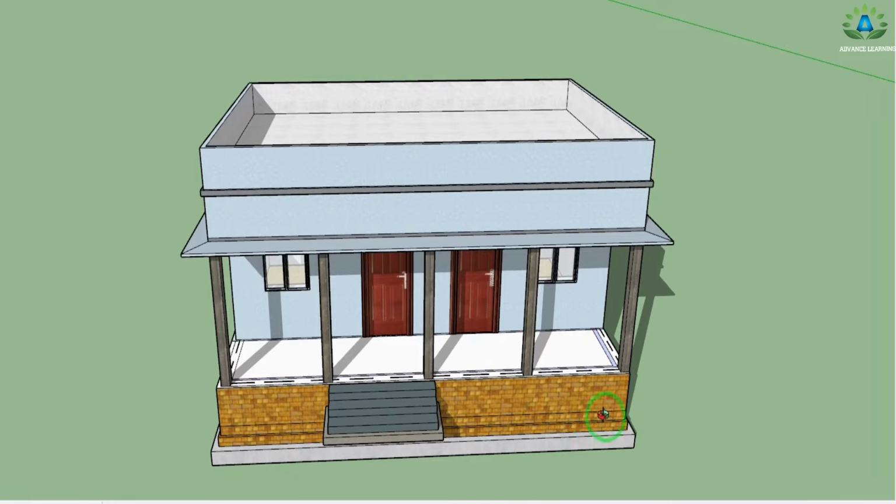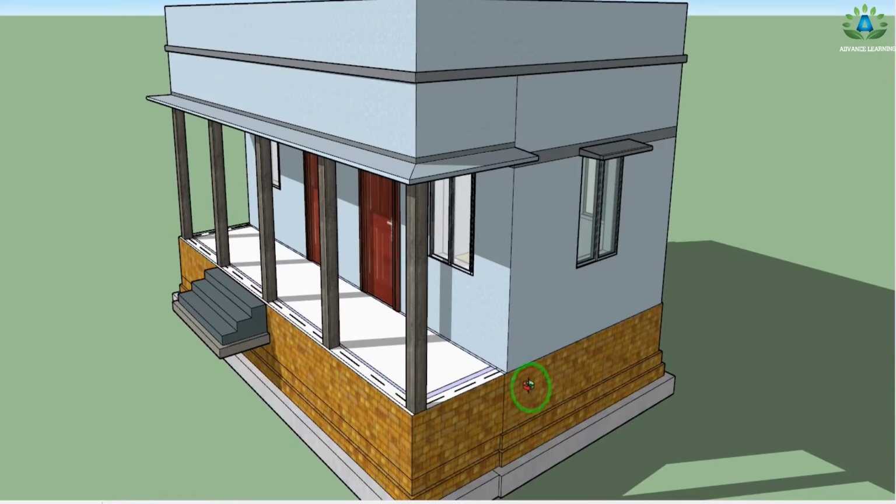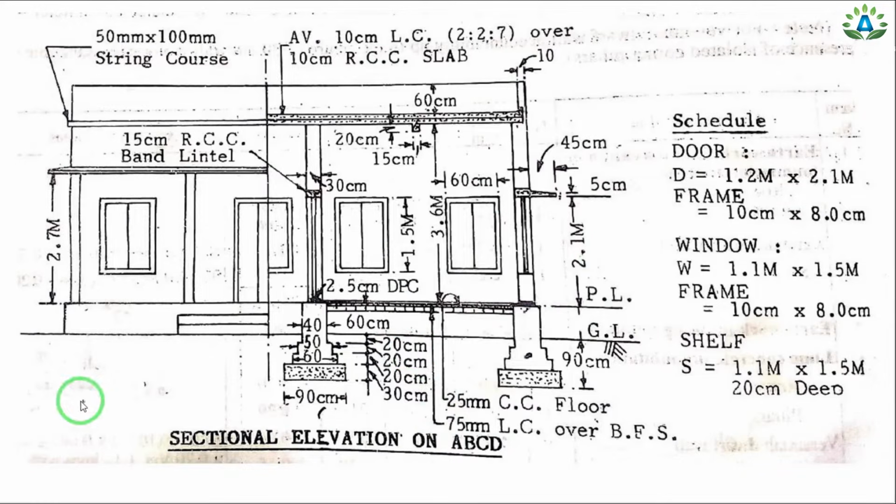So this is our ground level, and we can see that this is our lime concrete portion. This is our first footing. This is our second footing. And this is our third footing up to the plinth level. So first let's visualize this sectional elevation on ABCD.